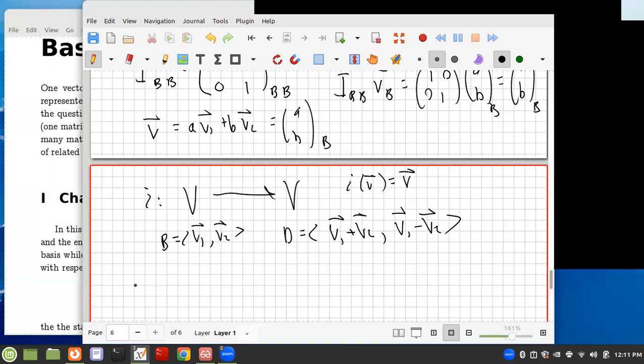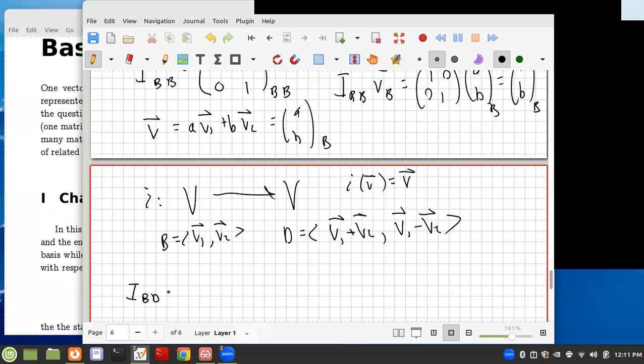But if I look at the representation, it's going to map a vector in basis B to the same vector in basis D. So the identity map acting between different bases is a change of basis representation. It's the thing that's doing what I've told you to do by hand: we have this vector in basis B. What is its representation in basis D? This can be implemented by an identity map.